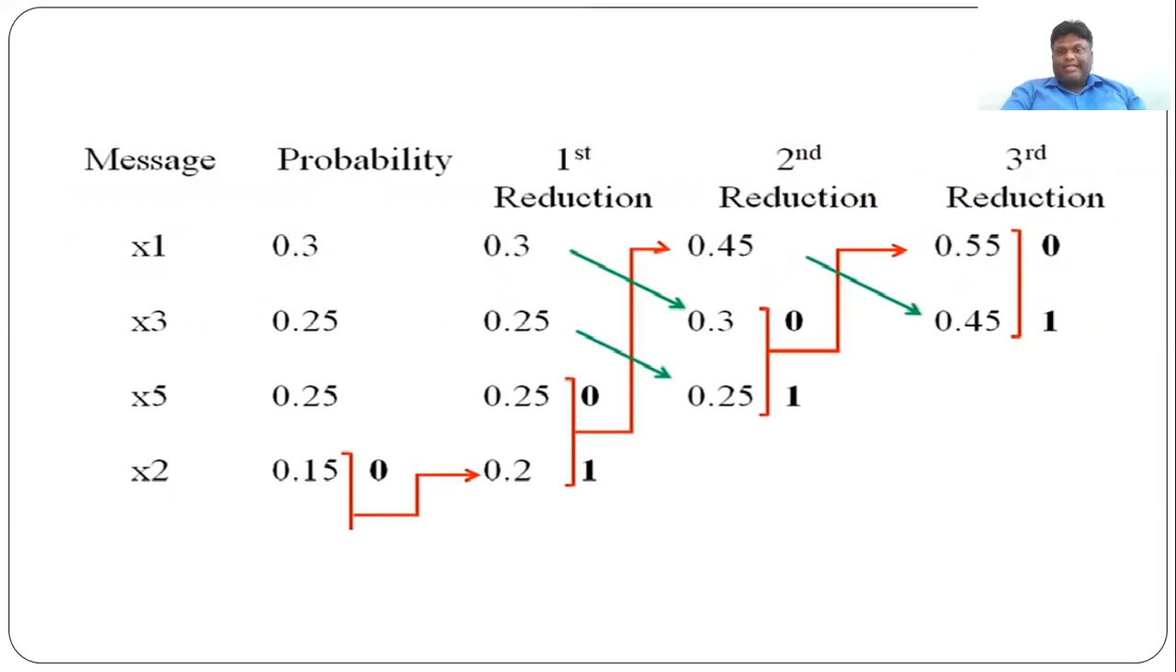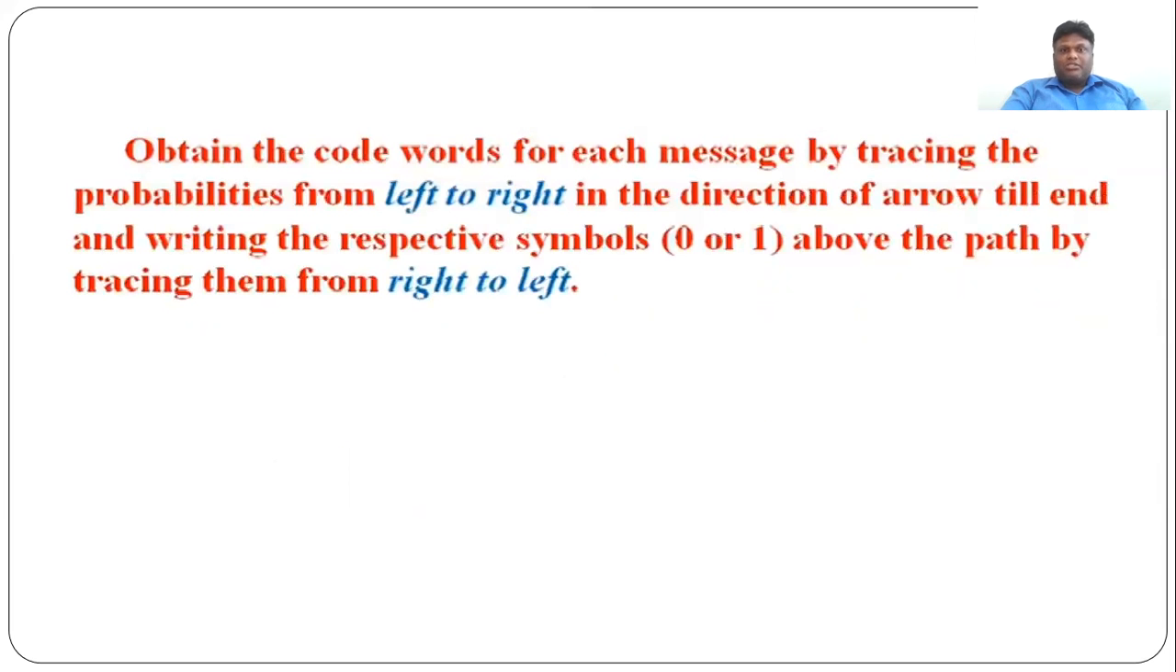Now you have to trace the code words. As I already said, for tracing the code word, first you have to trace that message in the forward direction. Then you have to write the code words using the backward approach. So that is what is explained here. First you have to trace it from left to right. Then you have to write the code word using right to left.